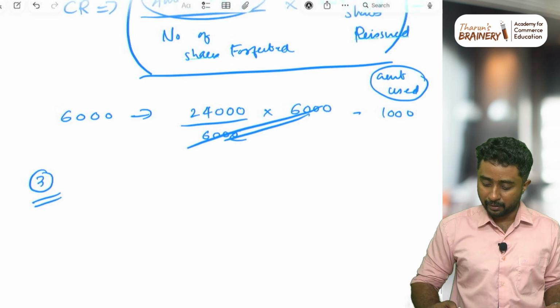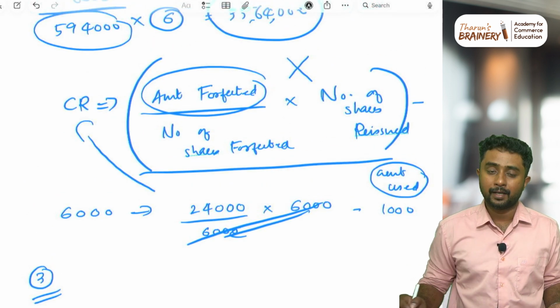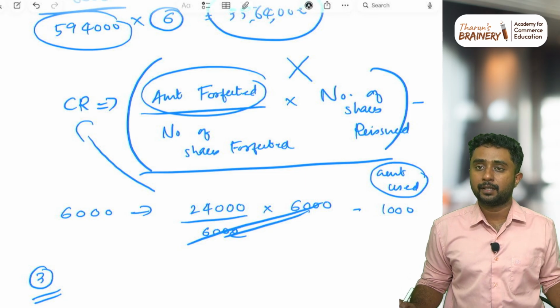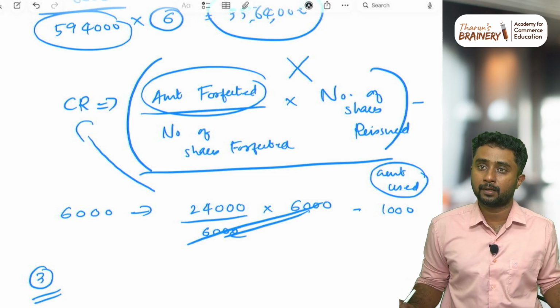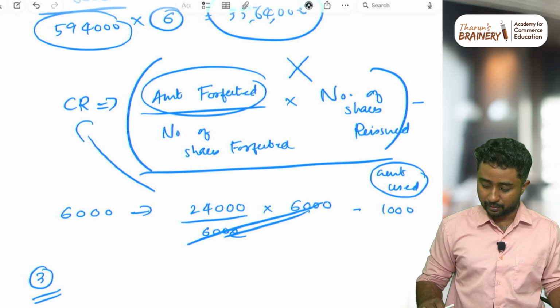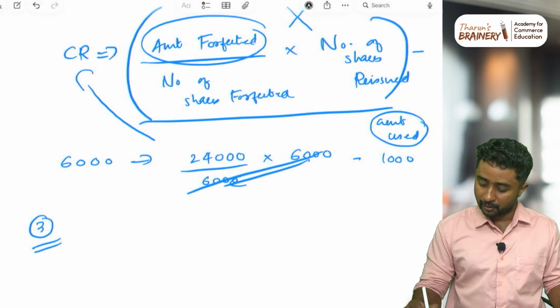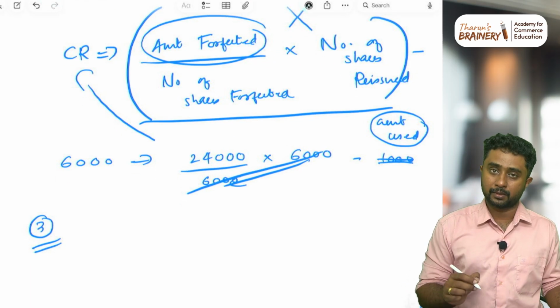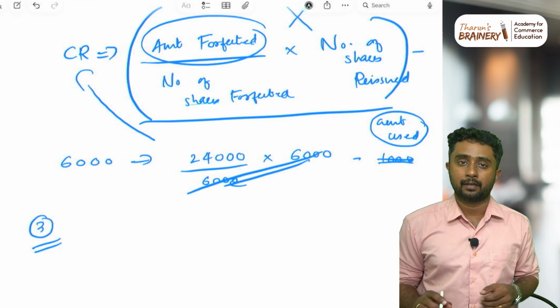The balance amount we have to transfer to the capital reserve account. So what is the entry? Forfeited shares account debit to capital reserve. So in this question, what will be the amount? 24,000. We have not used any amount, so 24,000 completely will go to capital reserve.